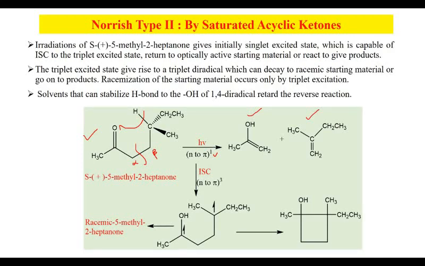It can also undergo intersystem crossing. So this singlet is converted into triplet form. Triplet means biradicals. Here are the two possibilities. One is that this bond rotation can lead to the racemic mixture of the starting material, that is 5-methyl-2-heptanone, or the bond rotation leads to cyclization, that is cyclobutane.